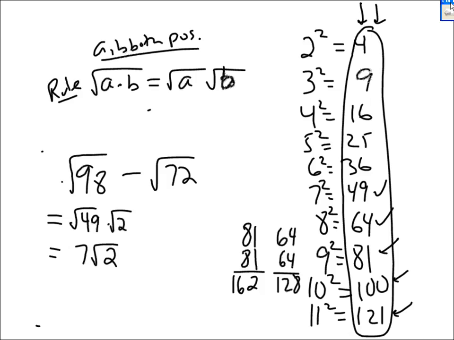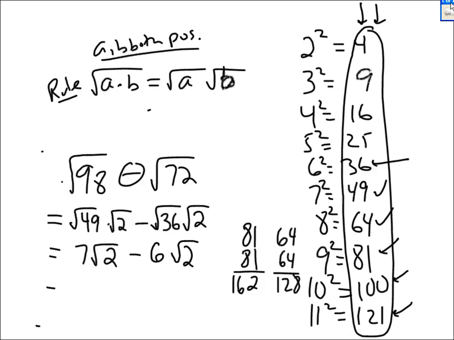I only want to use numbers that are on my list. Now we play the same game for 72. What's the largest number on our list that goes into 72 evenly? The answer is 36. 36 times 2 is 72. And I know the square root of 36, and I do not know the square root of 2.